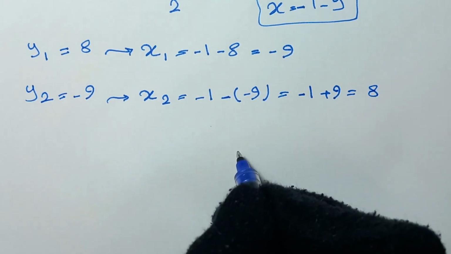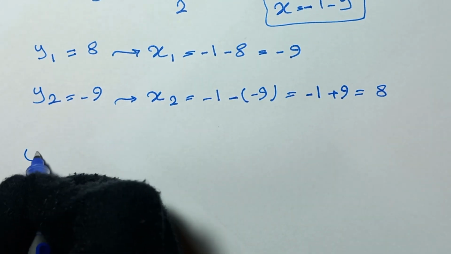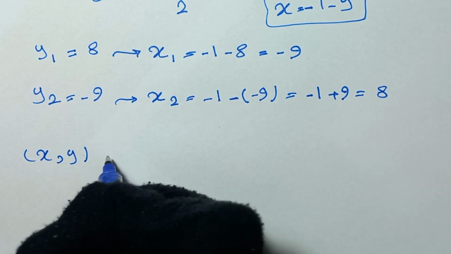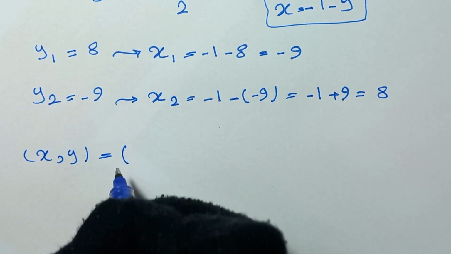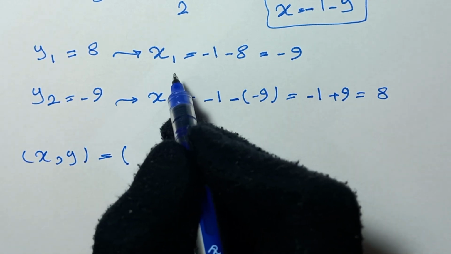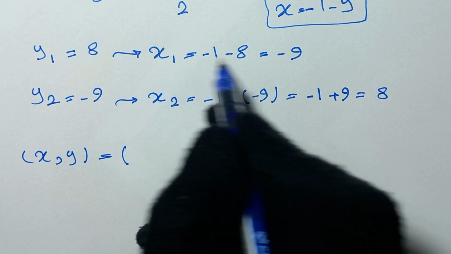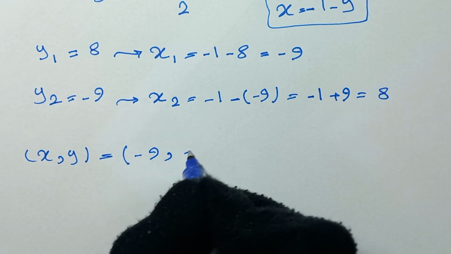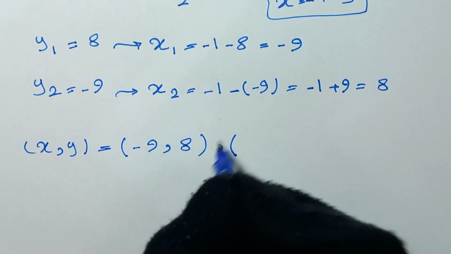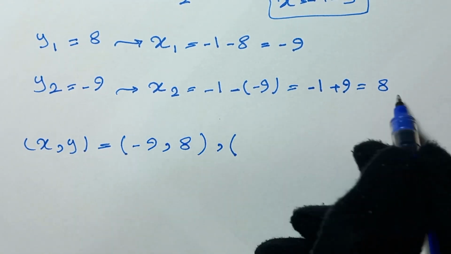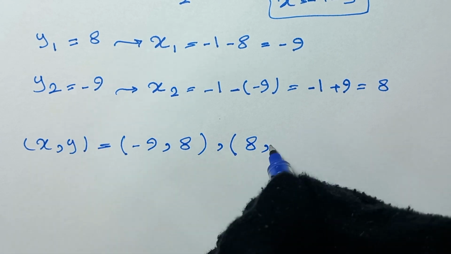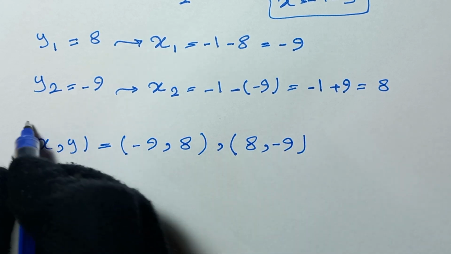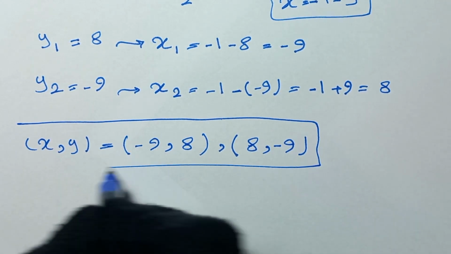So our answer for x and y is: x is negative 9 and y1 is 8, and from here, x is 8 and y is negative 9. So we find two answers for x and y.